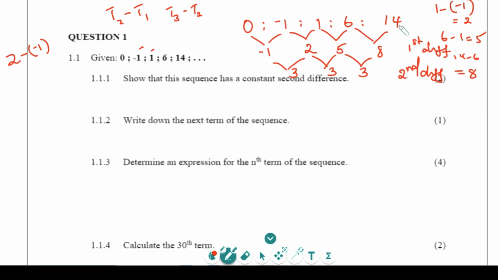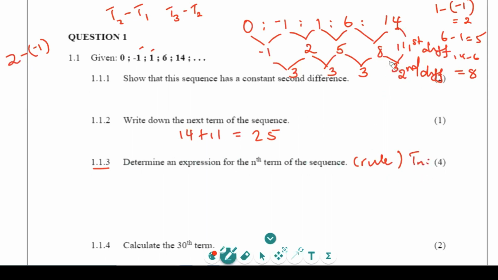So if this is a 14, and this sequence is increasing by 3's within the second differences, so if the first difference increases by 3, I'm going to have 11, and then 14 plus 11 will give us a 25. Okay, then 1.1.3, determine an expression for the nth term. So in other words, they're asking for the rule or the formula. In that case, Tn is what we need to determine.